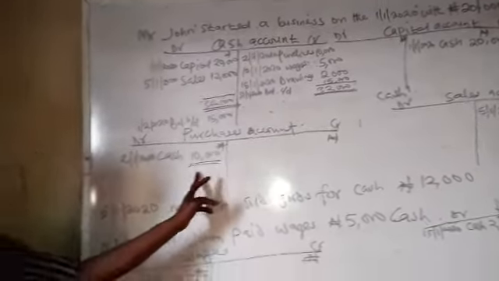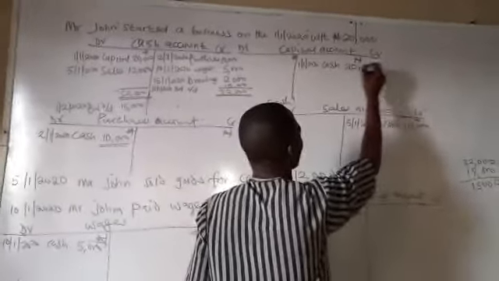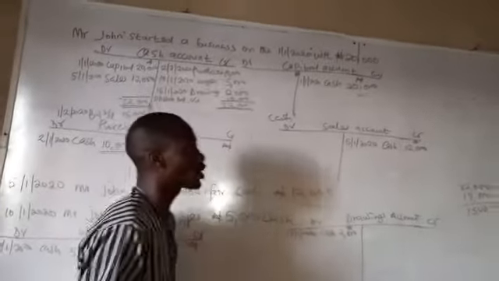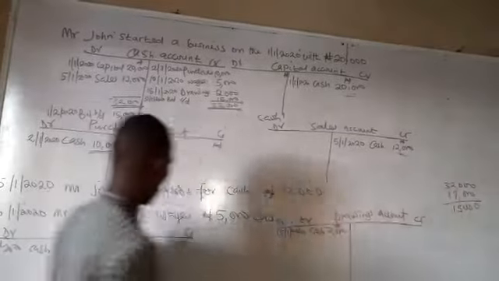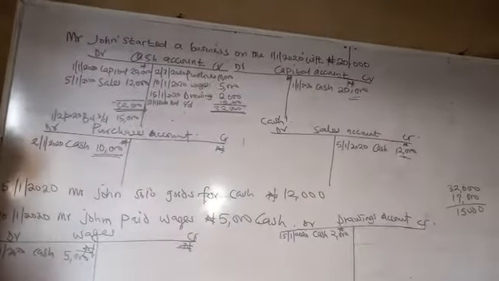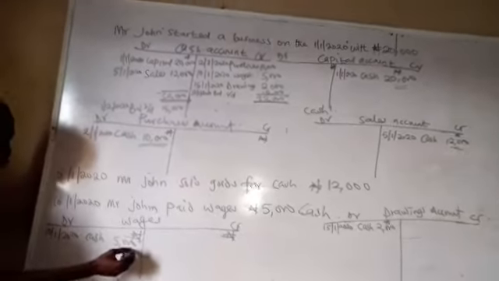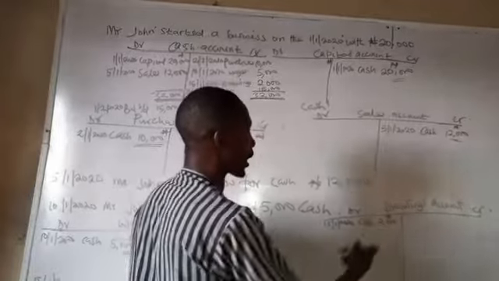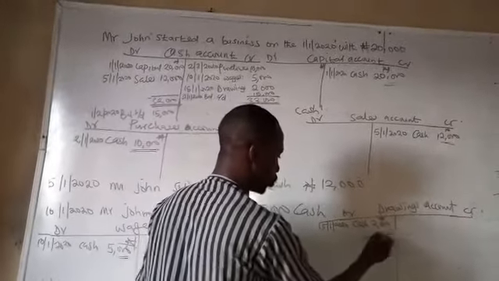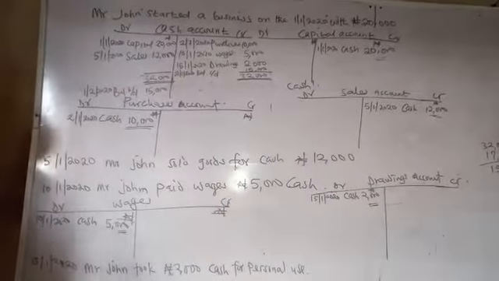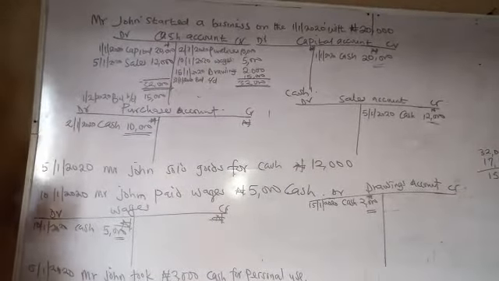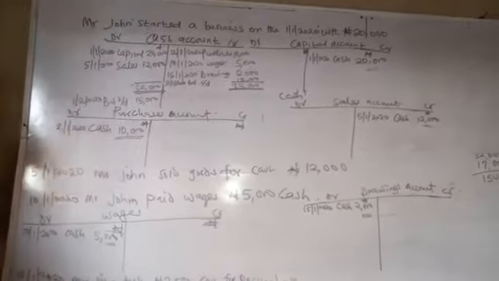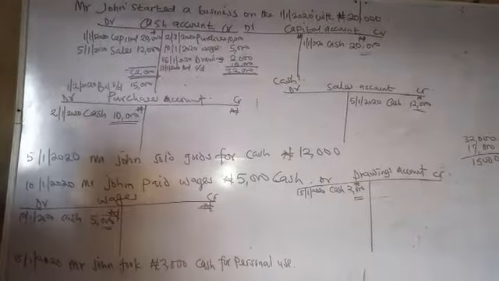Purchases account has a debit balance of 10,000 naira. Capital account has a what? Credit balance of 20,000. Sales account has a what? Credit balance of 12,000. Wages account has a debit balance of what? 5,000. And drawings account has a debit balance of what? 2,000. With this, we can confidently tell ourselves that we can test the arithmetic accuracy of all these processes we have made.